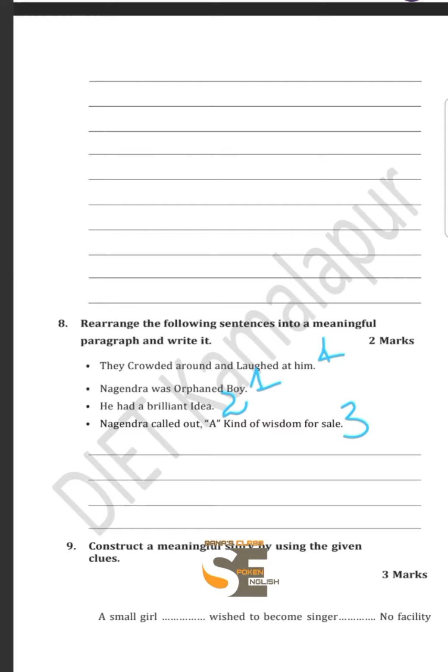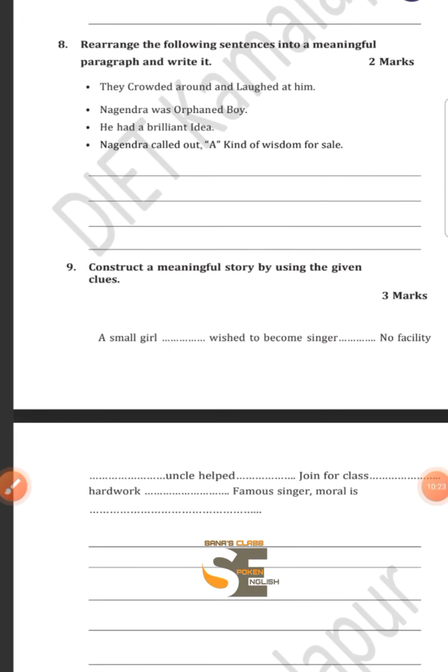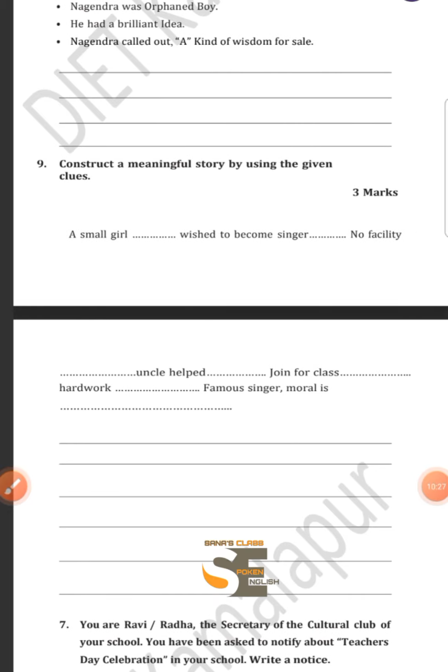Okay. Now let us go for question number 9. By using the clues, you should construct or frame a meaningful story. Clues are given there: a small girl wished to become a singer, no facility, uncle helped, joined a class, hard work, famous singer, and also you should write a moral.